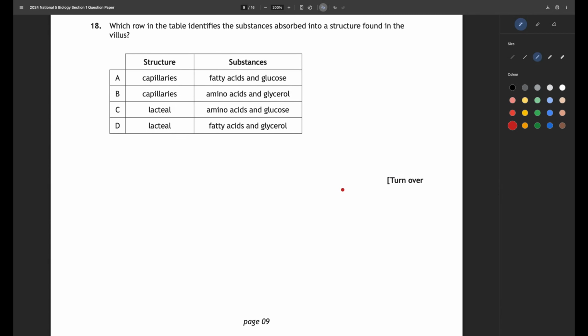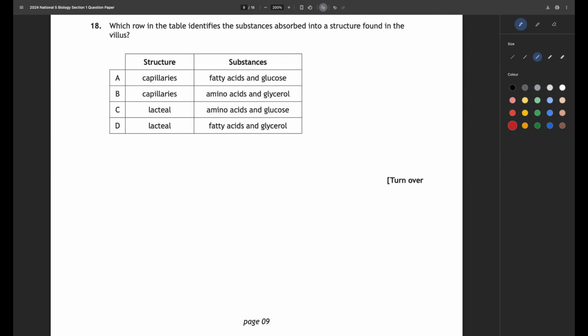Number 18, which row in the table identifies the substances absorbed into a structure found in the villus? So for number 18, what we have to do is we need to remember our lacteal and our capillaries and the substances that they absorb. So the capillaries absorb amino acids and glucose. Now, if we look at the two options for capillaries, neither of them says amino acids and glucose. One said fatty acids and glucose, and the second one says amino acids and glycerol. So we know that A and B are going to be incorrect. We then look at the lacteal, which we know absorbs fatty acids and glycerol. We look at C, amino acids and glucose, that's wrong, and D, fatty acids and glycerol. Okay, so the answer is going to be D for that one.